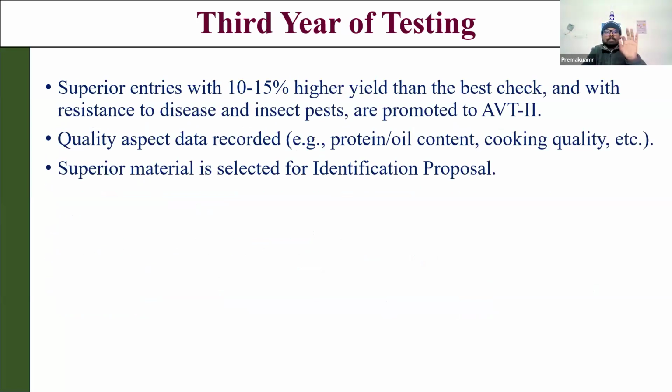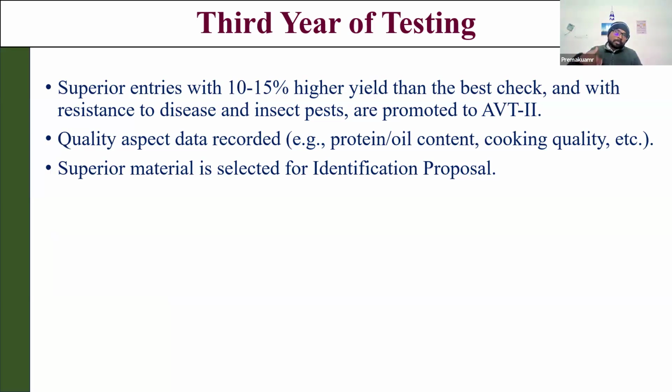And many times it asks that a minimum of 3 years of testing for each variety is a must for varietal release. That you should remember. One is the initial varietal trial, another is AVT1, and another is AVT2. Then all the quality data and all the better yield data, everything is taken. Then you have to go for release.